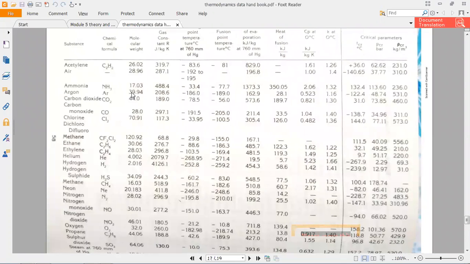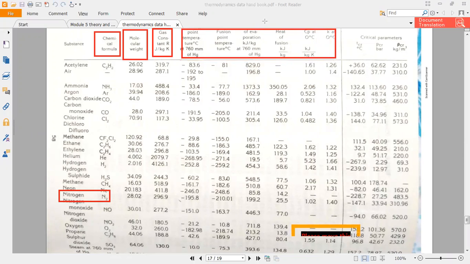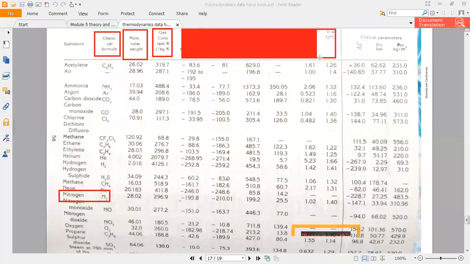See, our case is what? Which gas is given? Our case is nitrogen. Here you can see chemical formula, molecular weight, gas constant. These things are not required for the current problem. This is not required at all. Once again, we require these things: critical temperature and critical pressure.